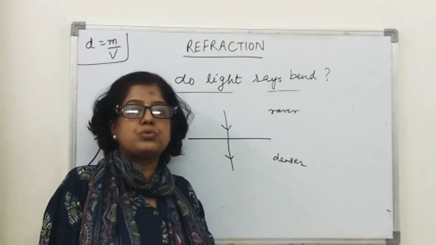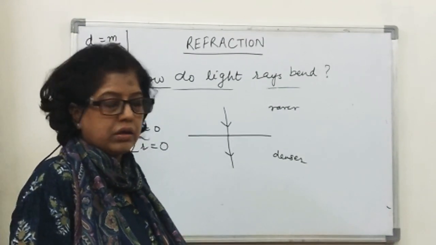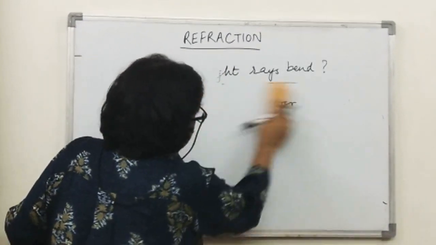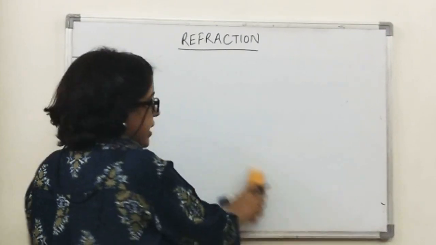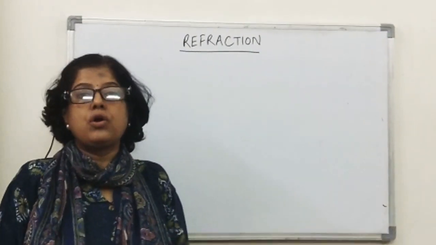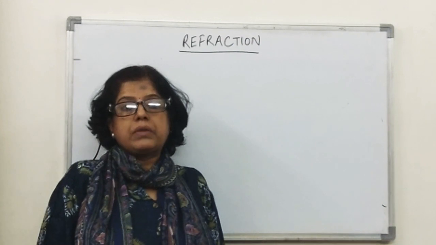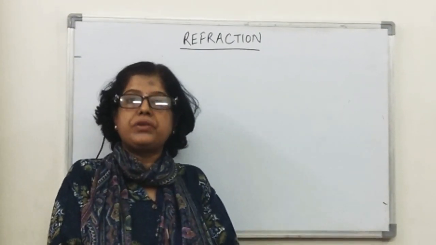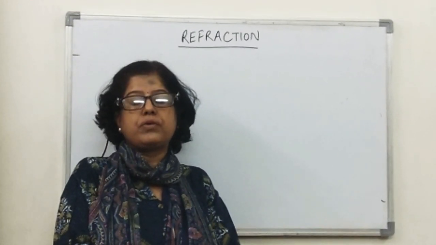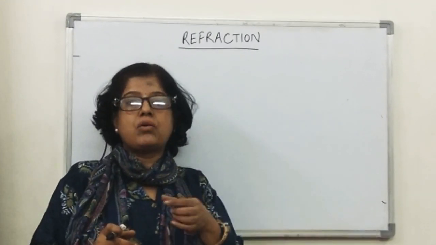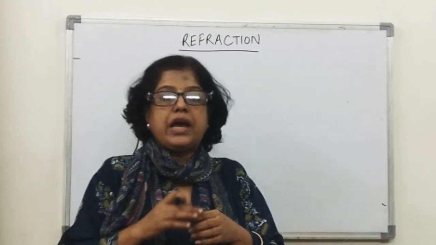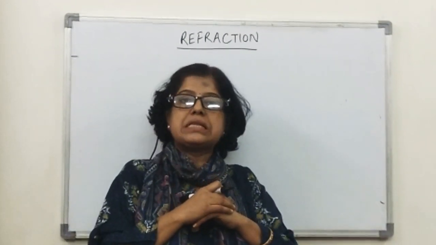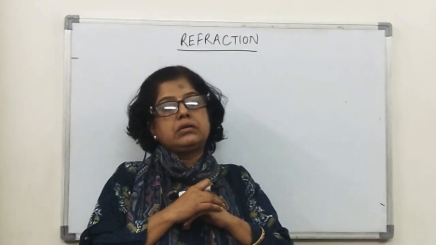As they go from denser to rarer, they bend away from the normal. Now let us see through a diagram. Let us try to understand why a coin, when it is placed in a tumbler filled with water, appears to be raised. This is another example of refraction: if you place a coin at the bottom of a tumbler and fill that tumbler with water and look at it from sideways, the coin appears to be slightly higher than its actual position.